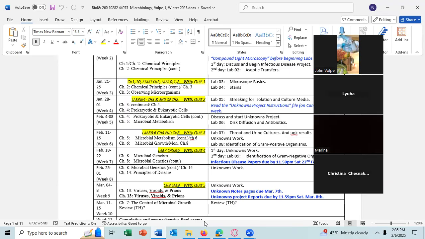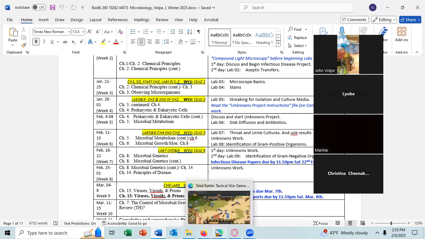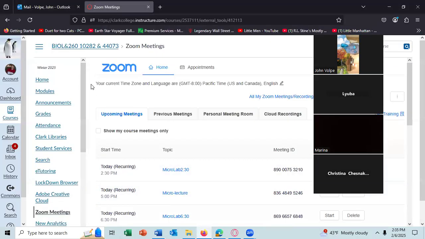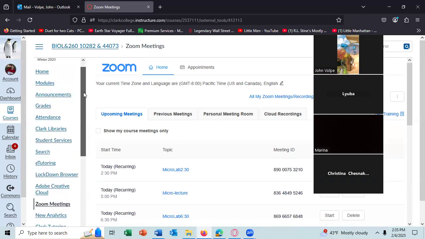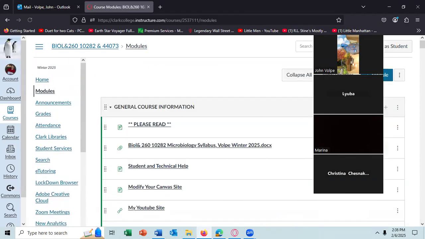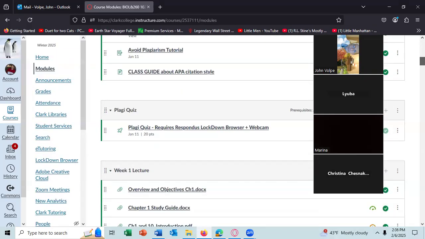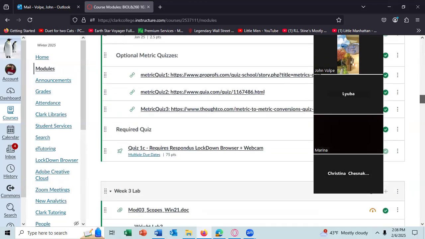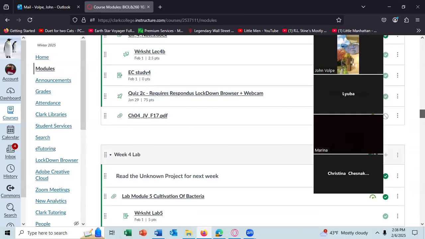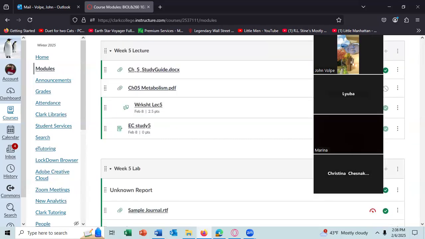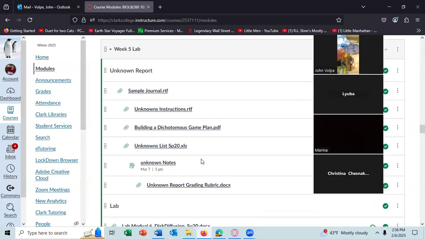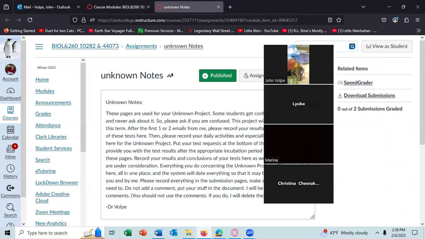All right, before I get going, let me state that I forgot to mention something in our last lab about the unknown project. Let me go to the Canvas unknown project. Oops, wrong one. When you're requesting a test, please put it in the bottom of your unknown notes. So you need to do that. Request a test by putting it in your unknown notes. So click here. And then you'll have a link for uploading.